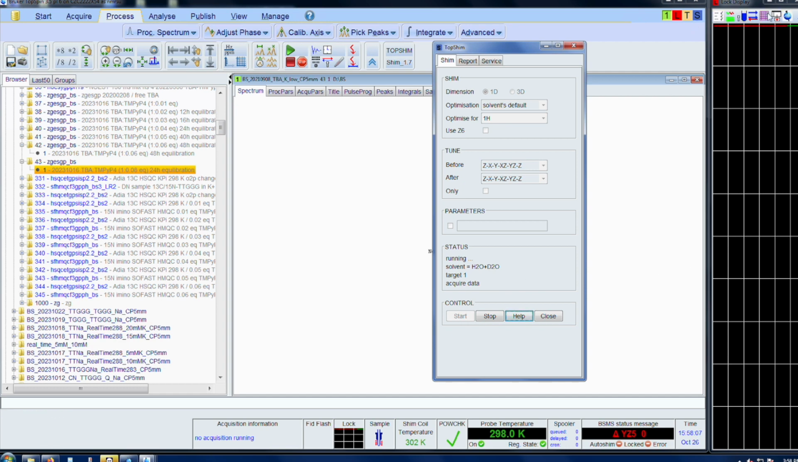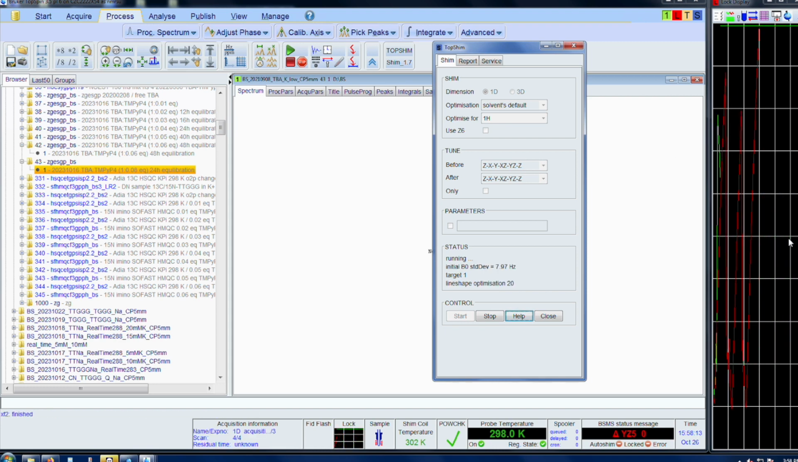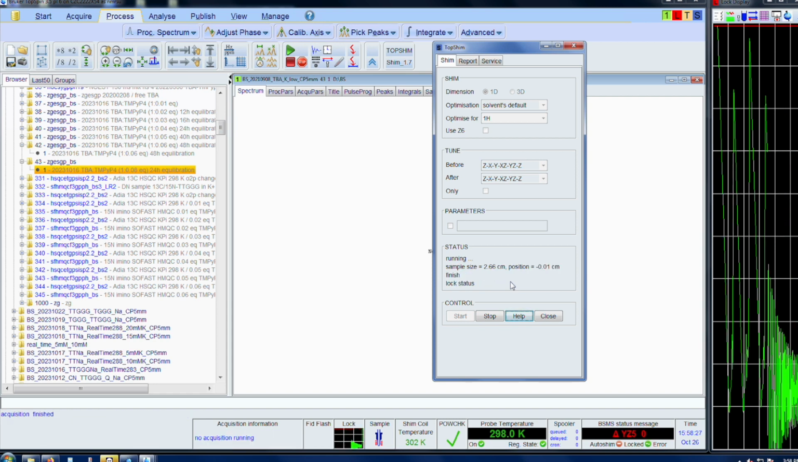So you might see here, once again, the lock level increased beyond 100%. That doesn't matter right now. It's quickly running images of the water and trying to see whether it has optimized the shim value. Within the next few minutes, you're going to see this is going to be done, and we will see whether we improved the shims by looking at the overall integral of the line shape.